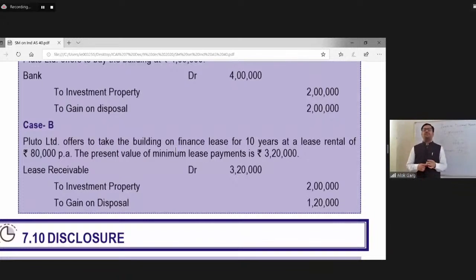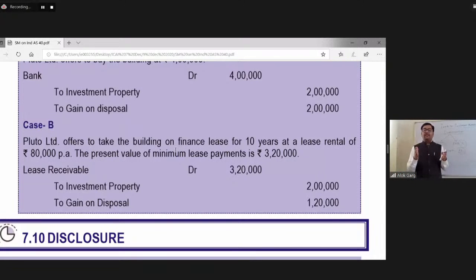Pluto Limited offers to take the building on finance lease for 10 years at a lease rental of rupees 80,000 per annum. The present value of minimum lease payment is 3,20,000. So Pluto Limited is offering that I am not going to buy this building, but please give me this building on a finance lease basis.